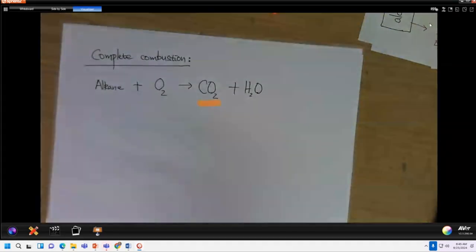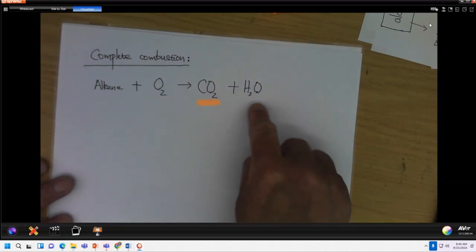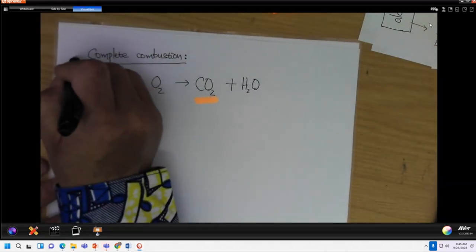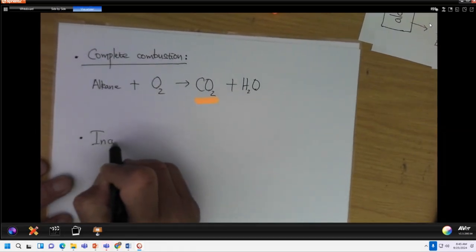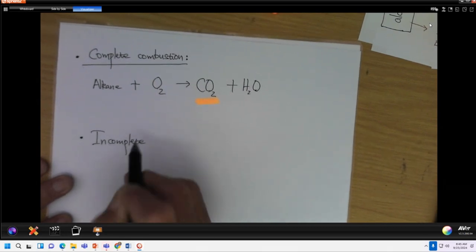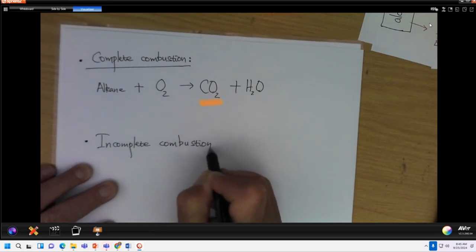So this happens when we take, let's say, for example, a cigarette lighter, and you flick the cigarette lighter. Because there's so much oxygen in the atmosphere, that propane gas in the cigarette lighter undergoes complete combustion. In other words, there's carbon dioxide that's formed as a product, as well as water. But the second type of reaction is when there's incomplete combustion. Now, this takes place in motor vehicles, in the exhaust of a motor vehicle. Let's have a look at that.